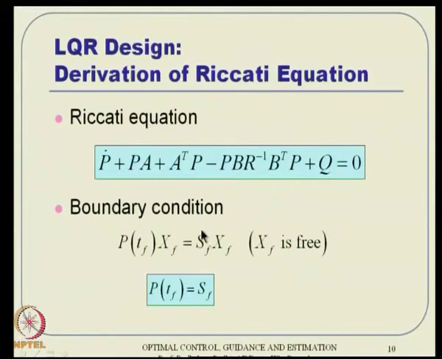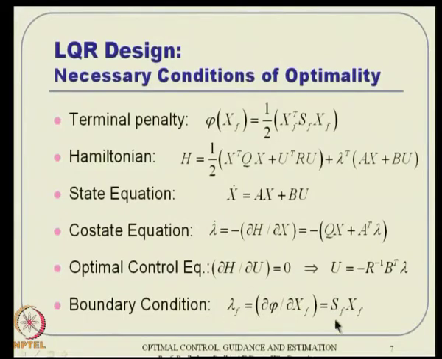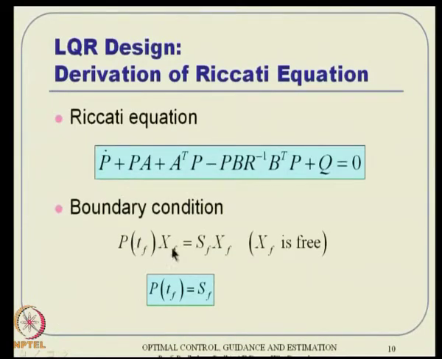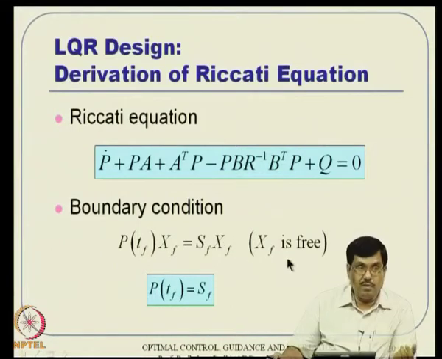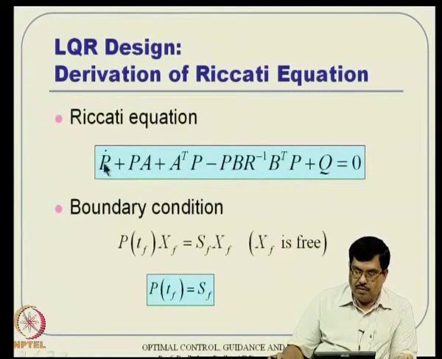This boundary condition is obtained like this, because we know lambda f equals S f x f. But what is lambda f? Lambda f is nothing but P of t f into x of t f from here. So, you put P of t f into x f equal to S f x f. Again x f is free, x f is not 0, so these two have to be equal. So, we get a matrix differential equation with a corresponding boundary condition at t f.